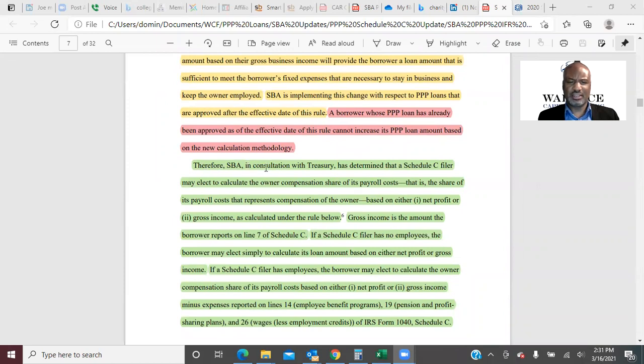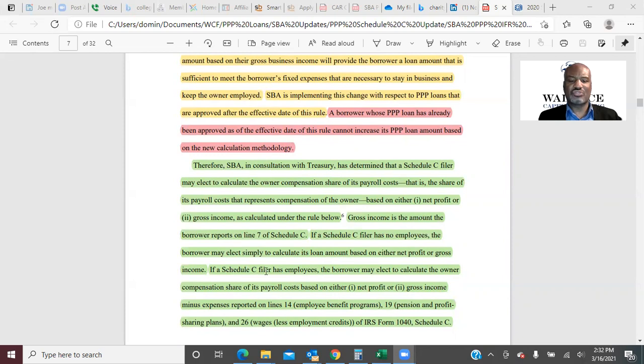SBA, in consultation with the Treasury, has determined that a Schedule C filer may elect to calculate the owner compensation share of its payroll costs. That's a share of the payroll costs that represents the compensation of the owner based either on the net profit or the gross income as calculated under the rule below. Gross income is the amount the borrower reports on line 7 of Schedule C. If the Schedule C has no employees, the borrower may elect simply to calculate its loan amount by either the net profit or gross income.